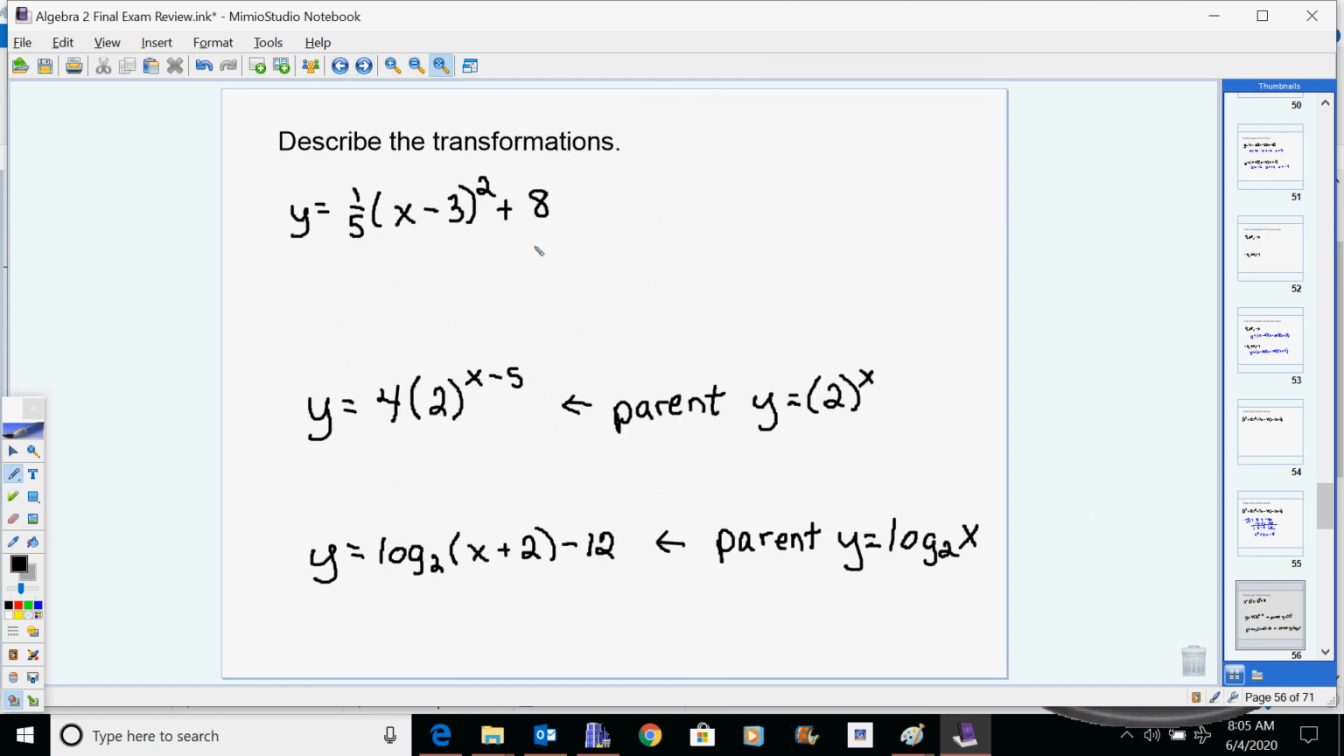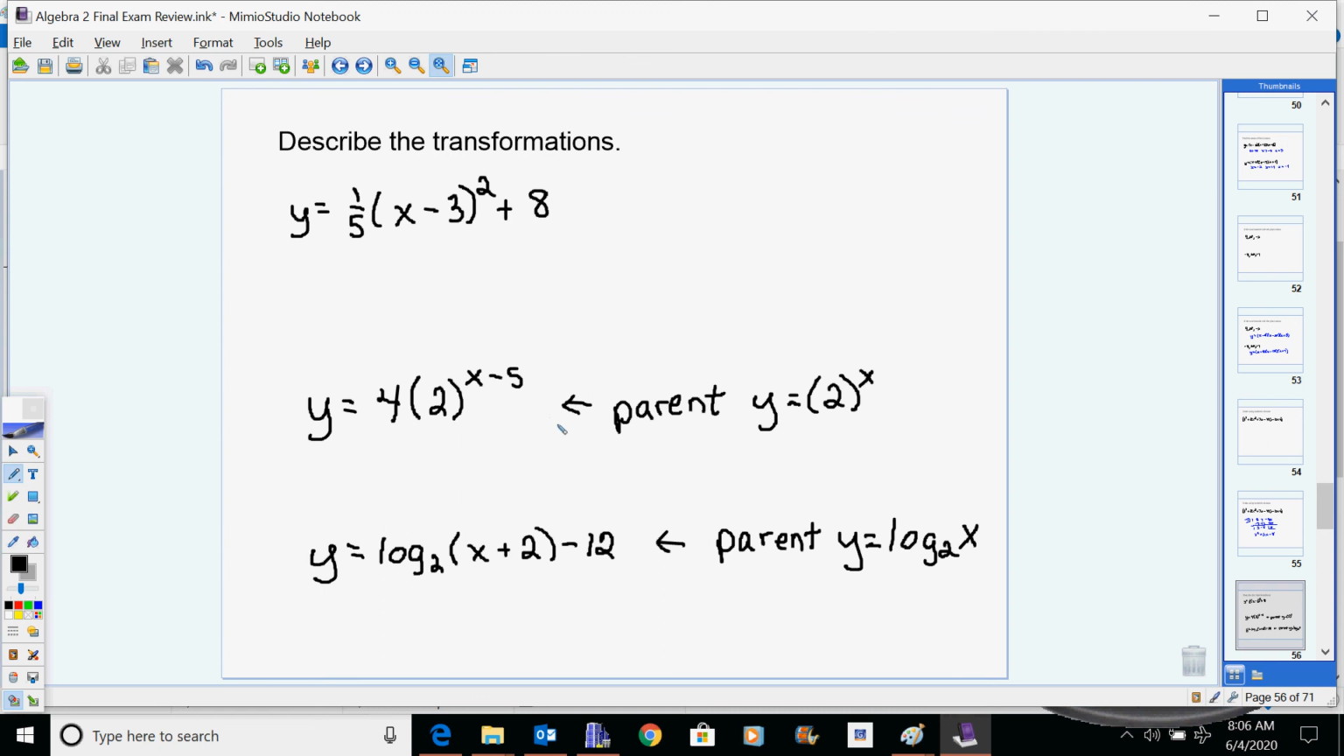Describe the transformations. Okay, so this one is a parabola. It means it's going right 3 and up 8. This one, if this has the parent, you look at the part with the x to tell left or right. In all of them, you look at the part with the x to tell left or right. And the part that's hanging out by itself after the whole thing would tell you up or down.